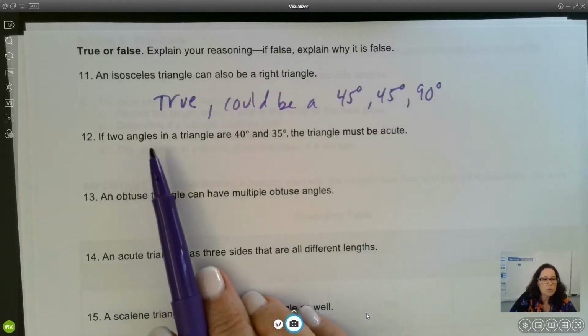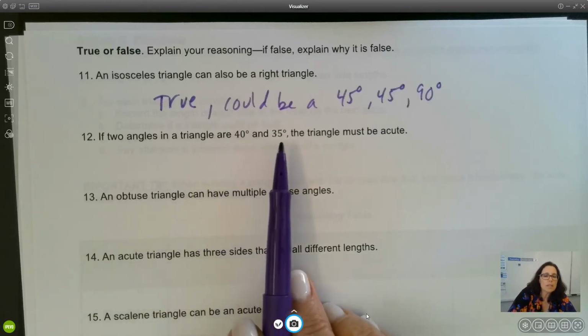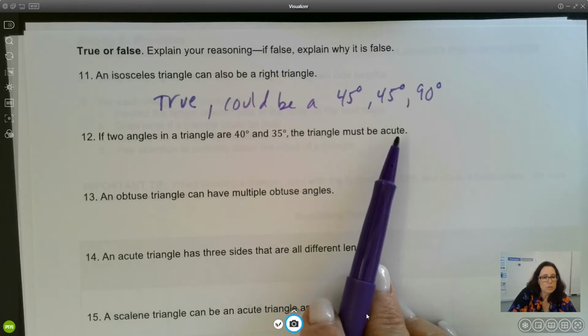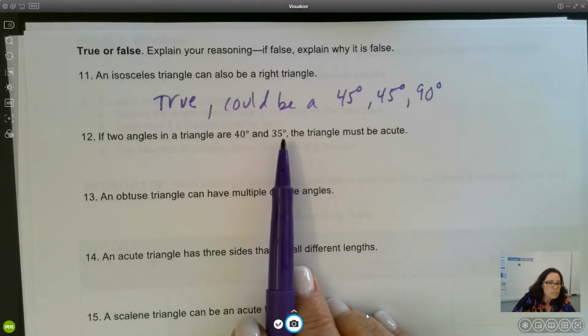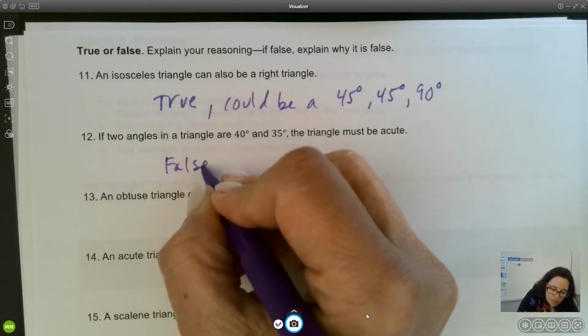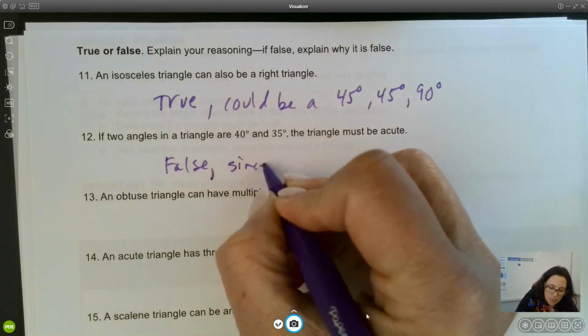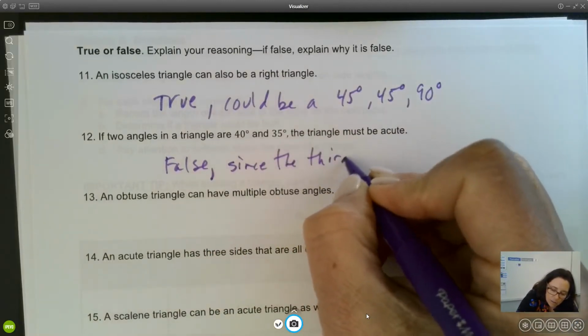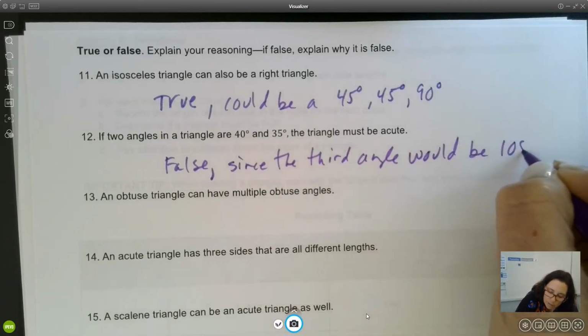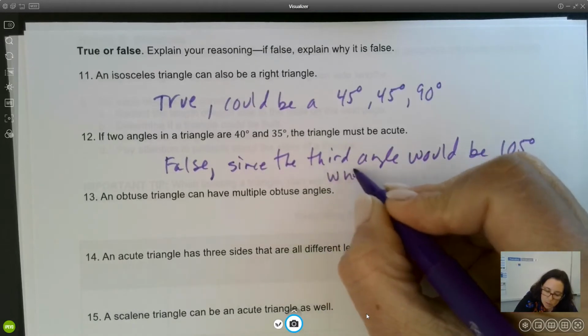Okay, if two angles in a triangle are 40 degrees and 35 degrees, the triangle must be acute. Okay, be careful here. We've talked about you need 180 total degrees in a triangle, and if this adds to 75, what's that third measure? 105. Okay, it's not going to be acute, so this is false, since the third angle would be 105 degrees, which is obtuse.